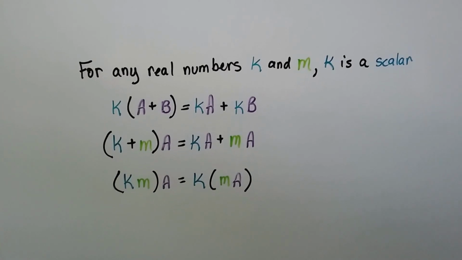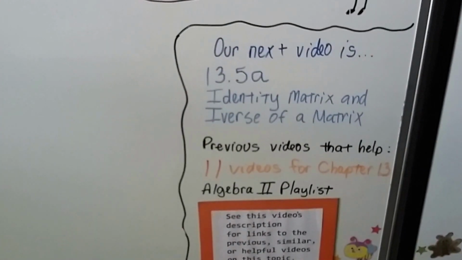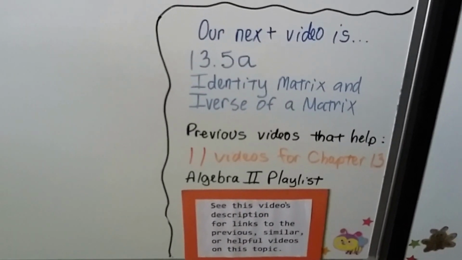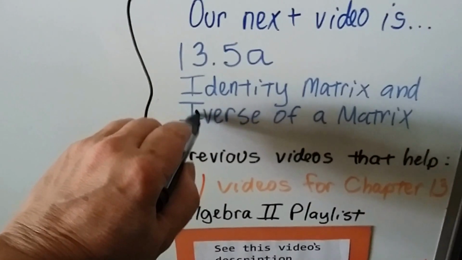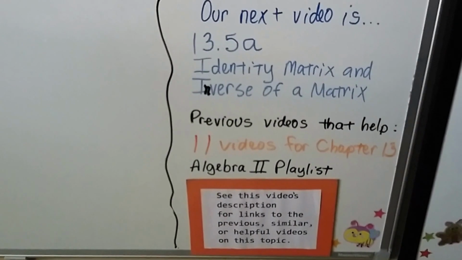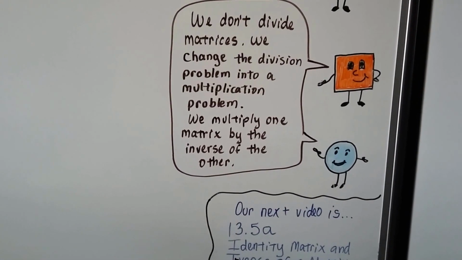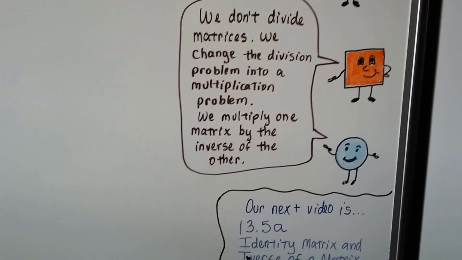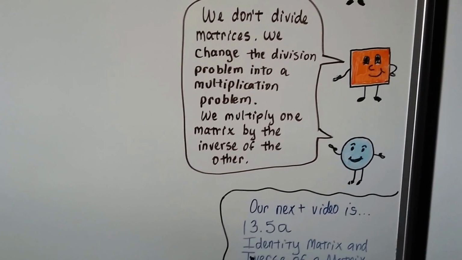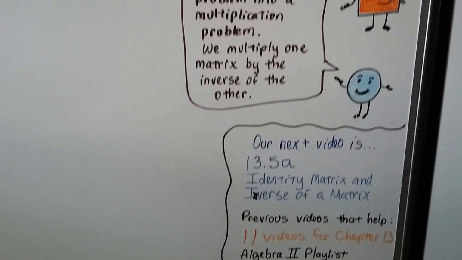See? Our next video is 13.5a, and we're going to talk about identity matrix and, whoops, I'm missing an N, aren't I? An inverse of a matrix, and we don't divide matrices. We change the division problem into a multiplication problem, and we multiply one matrix by the inverse of the other.